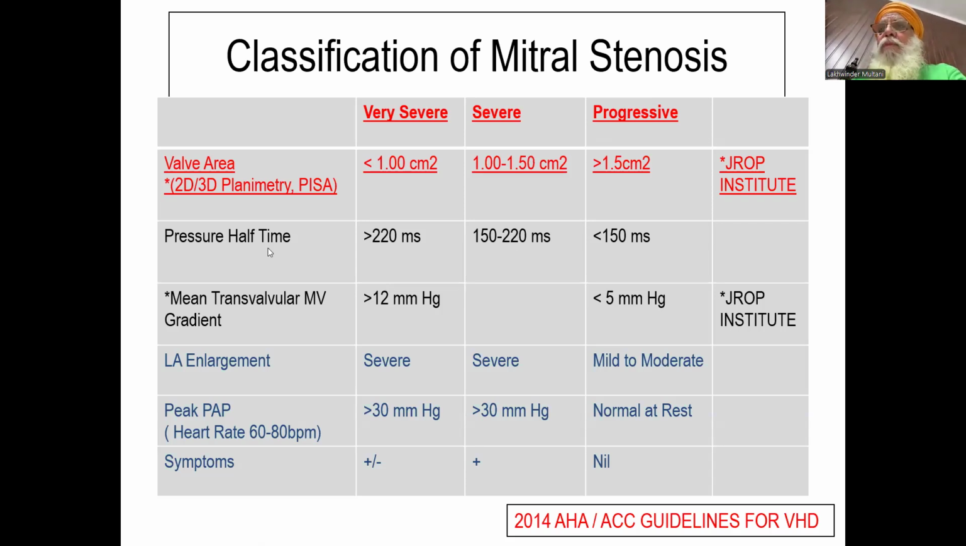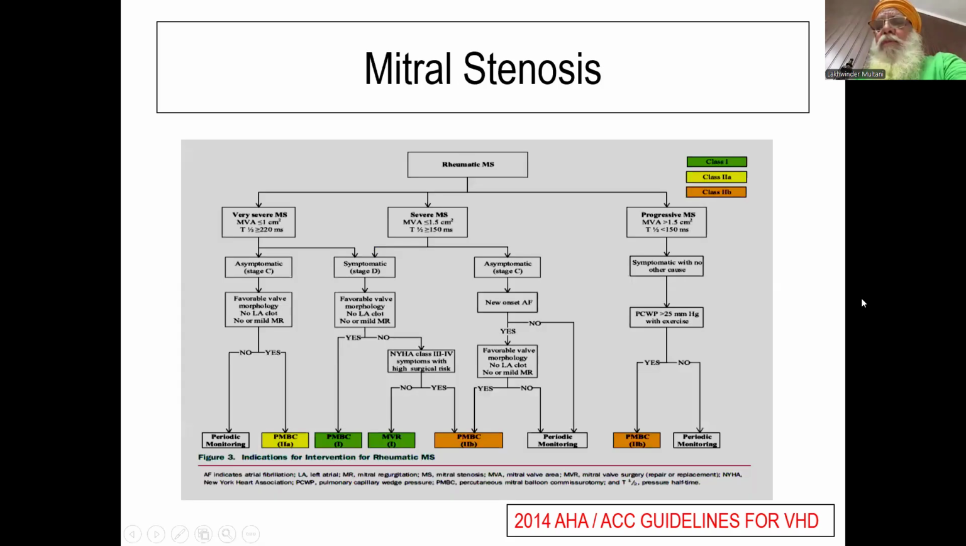Look at this slide over here. If the time is more than 220, my area is less than 1 centimeter square. So anything, 220 divided by pressure half time will give you the mitral valve area in this mitral stenosis.